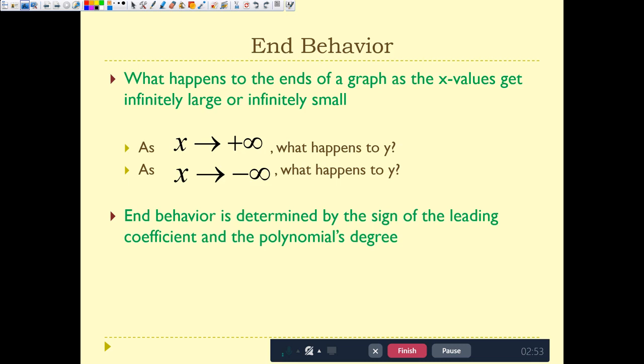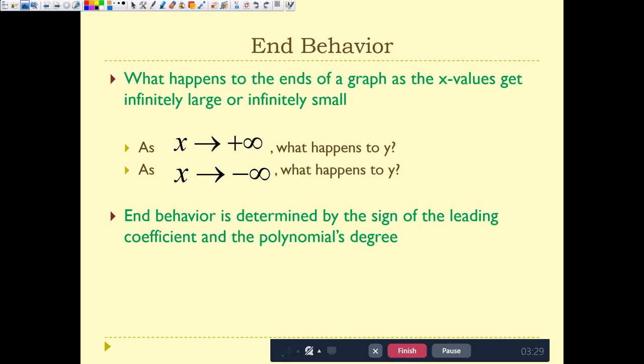So end behavior, this is what happens at the end of the graph as the x values go towards positive infinity or towards negative infinity. As x approaches positive infinity, what happens to y? And as x approaches negative infinity, what happens to y, or f of x? The end behavior is going to be determined by 2 things: the sign of the leading coefficient and the polynomial's degree. Does anybody know what it means by leading coefficient?